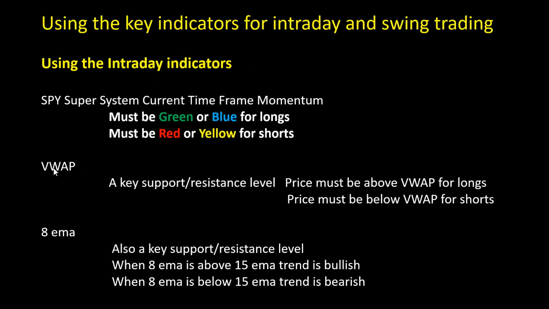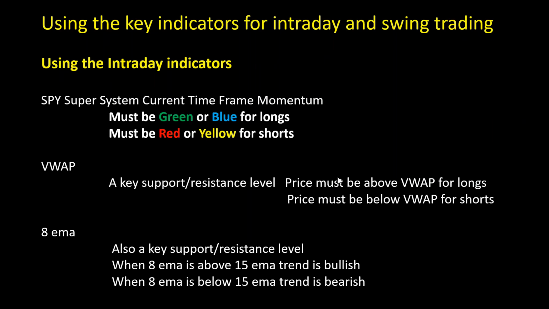Then you've got to look at the VWAP, the volume weighted average price. This is critical. That's a key support resistance level. If you're going to go long, the price must be above the VWAP. If you're going to go short, the price must be below the VWAP. Please don't take longs when the price is trading below the VWAP if it's heading up.